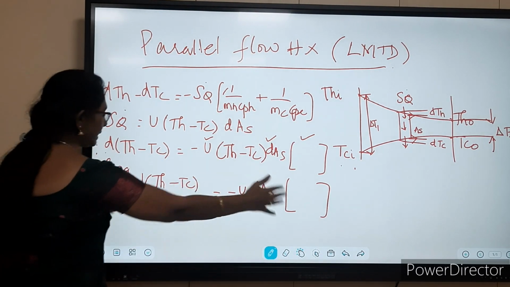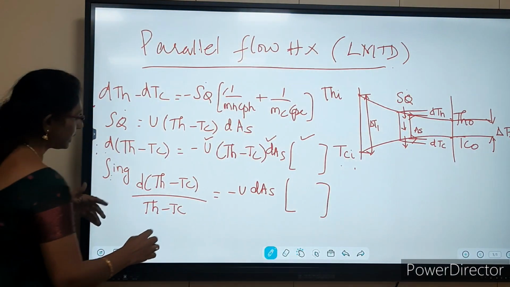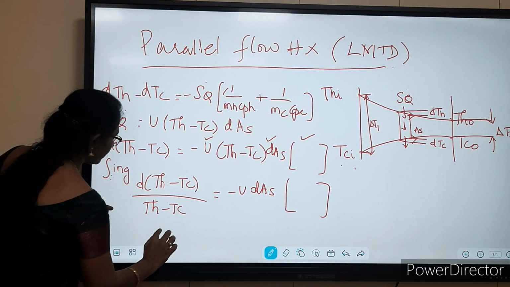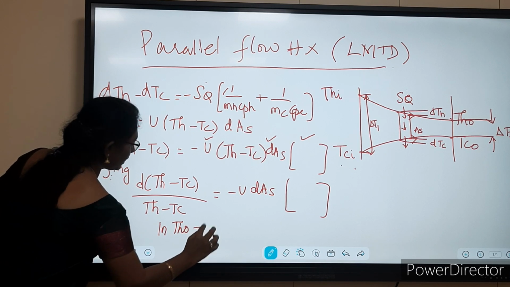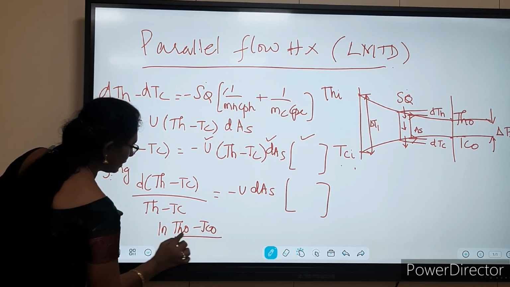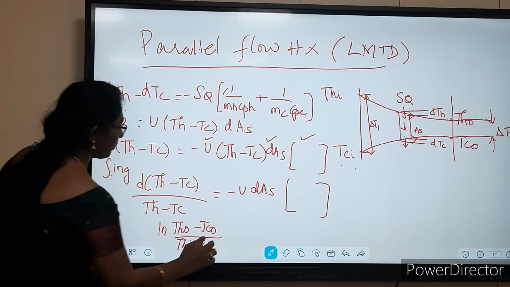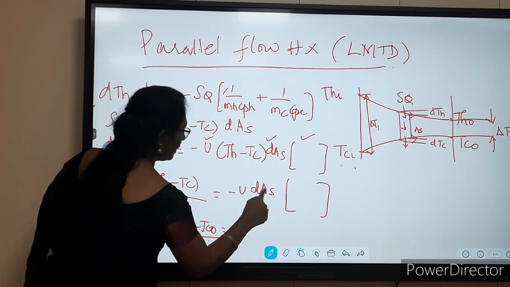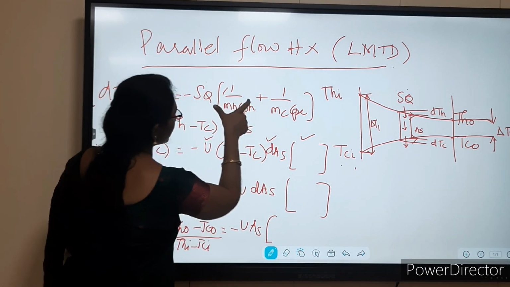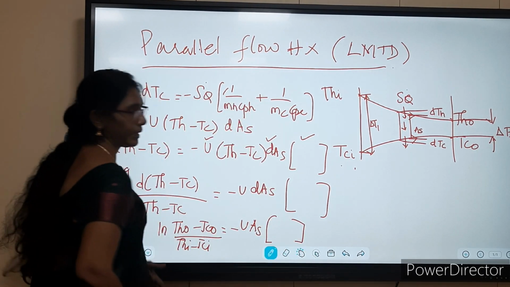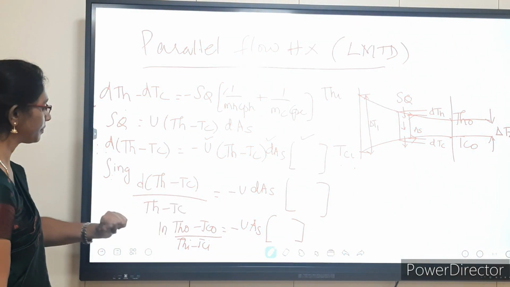Now integrating this equation between the inlet and the outlet. So when I say inlet and outlet, your value is going to be like this. That is ln of (TH outlet minus TC outlet) divided by (TH inlet minus TC inlet), and that is equal to minus U, this dAs will become As itself. And inside the brackets we have the same term, so I am not writing it again and again. Fine, till this step we are done.